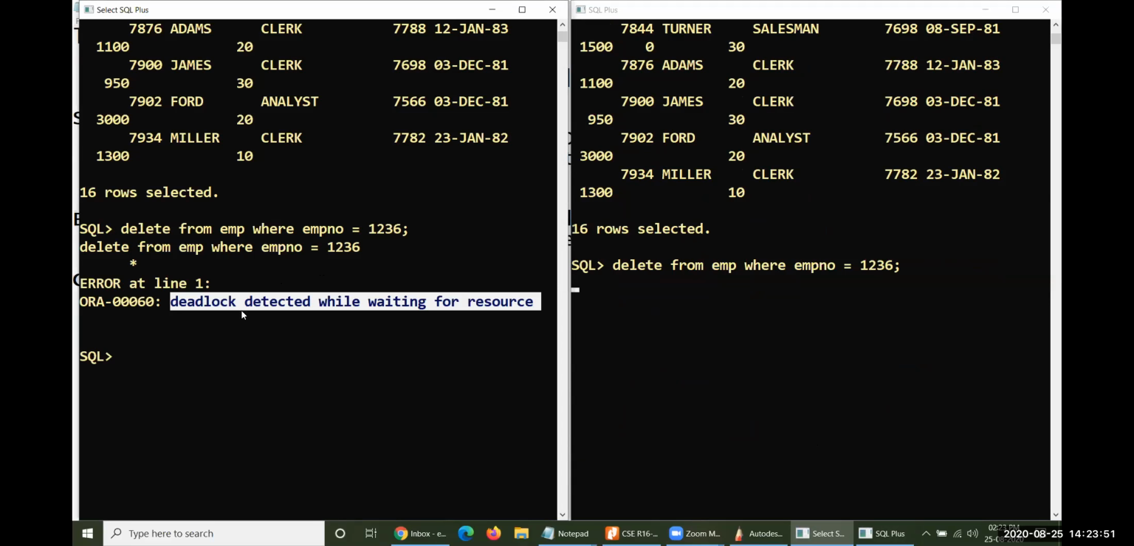So this particular user is waiting for the resource for deletion, trying to operate on that particular table. He is trying to operate deletion, but a deadlock occurs. Why does it occur here? Because the same operation was operated by your opponent also.